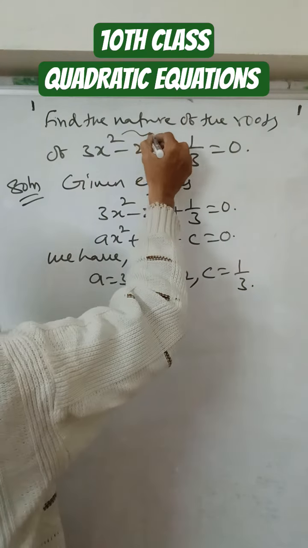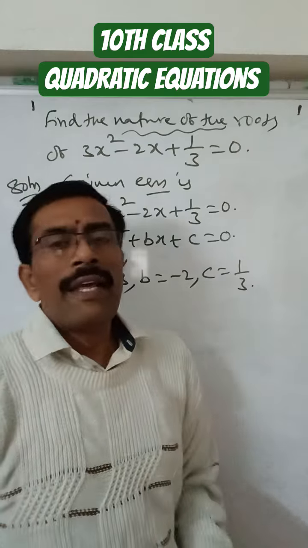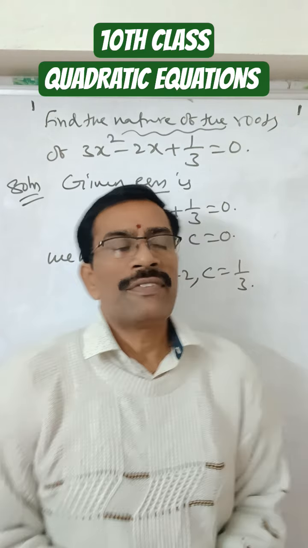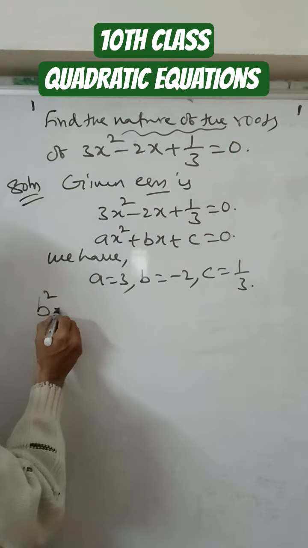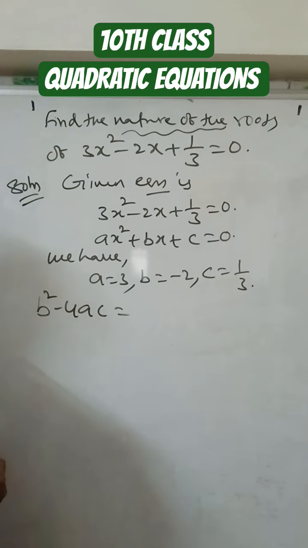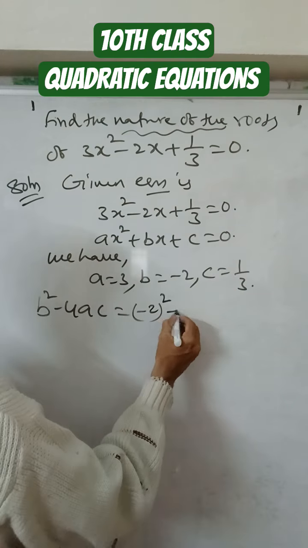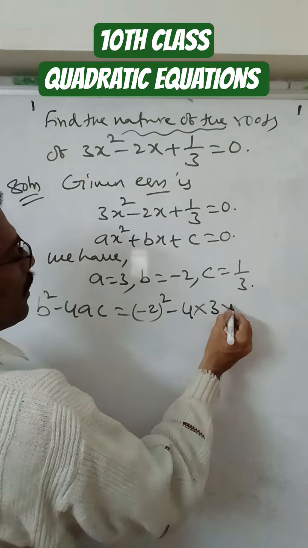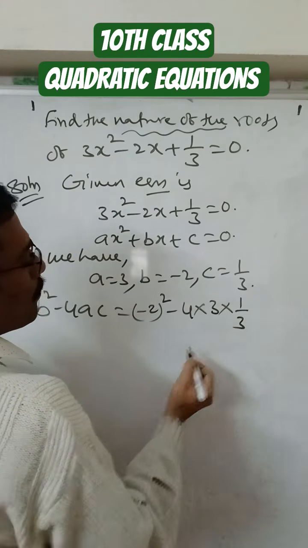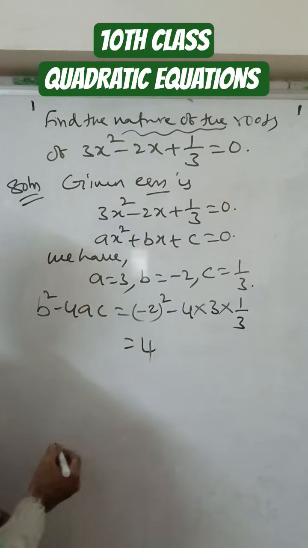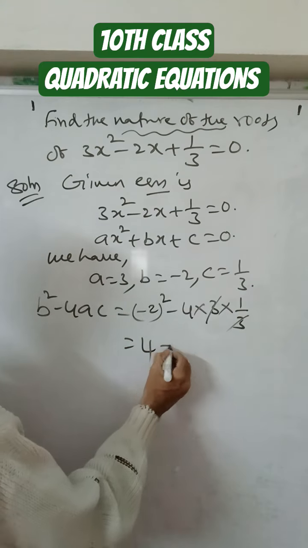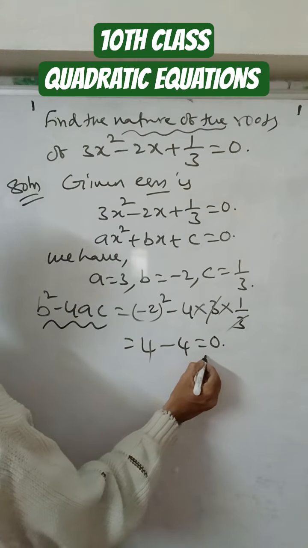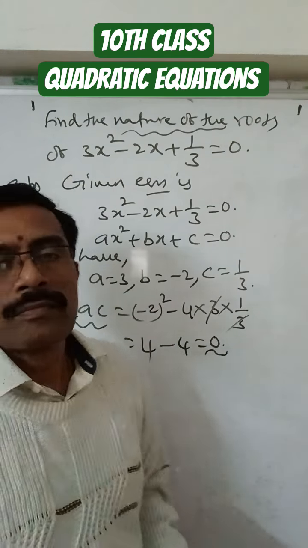Okay, here we have to find the nature of the roots. Remember, the nature of the roots depends on the value of the discriminant b square minus 4ac. Okay, let us find b square minus 4ac. b square minus 4ac is equal to minus 2 whole square minus 4 into, what is a? 3. What is c? 1 by 3. Minus 2 whole square means 4. 3 gets cancelled. 4 minus 4, that is equal to 0. Here b square minus 4ac is equal to 0.